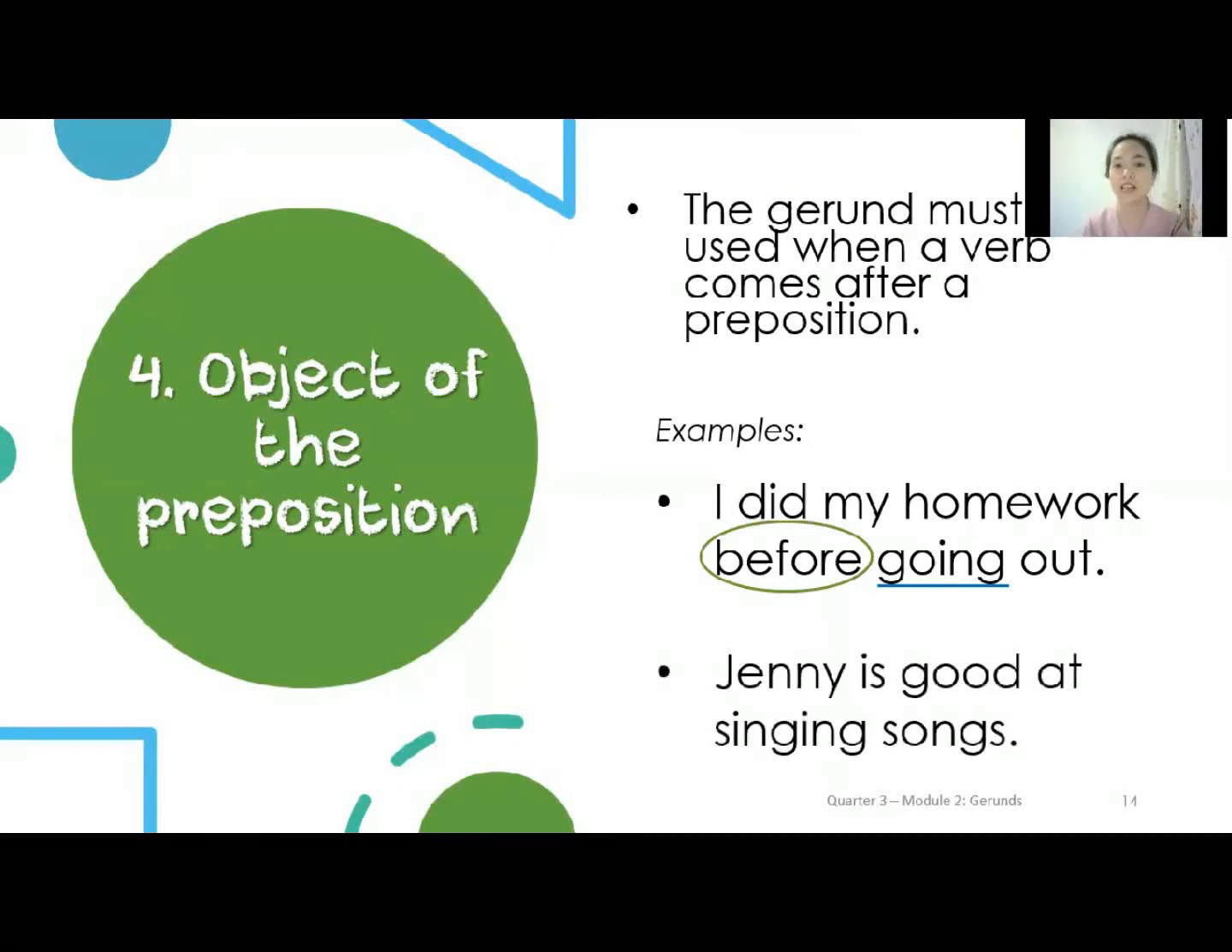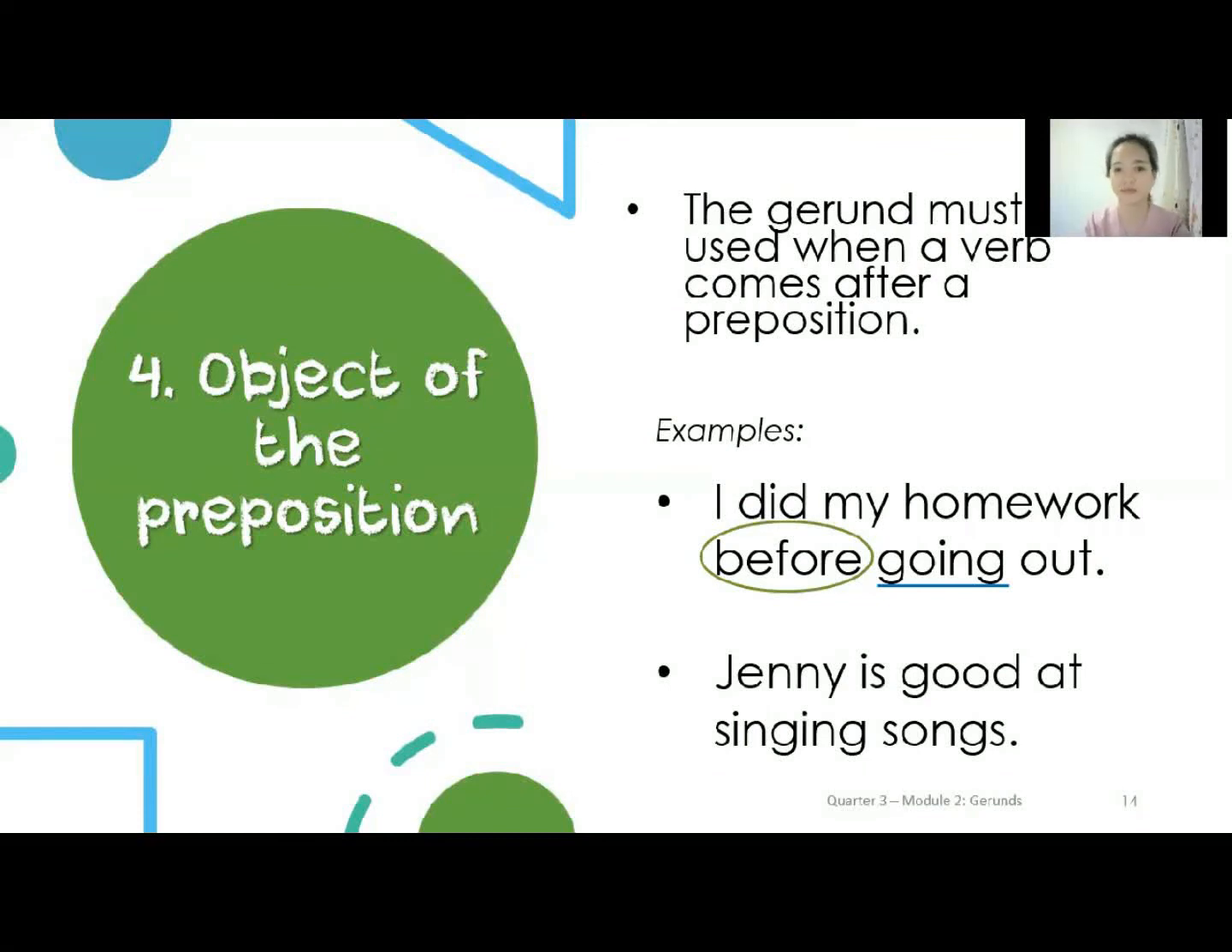How about this second sentence? Jenny is good at singing songs. So what is our gerund or gerund phrase? Our gerund or gerund phrase is singing, or singing songs. So what is our preposition here? The gerund comes after a preposition. Yes, that's right, it is the word at. So remember that a gerund is an object of preposition if it is found after a preposition. That would be our best clue.